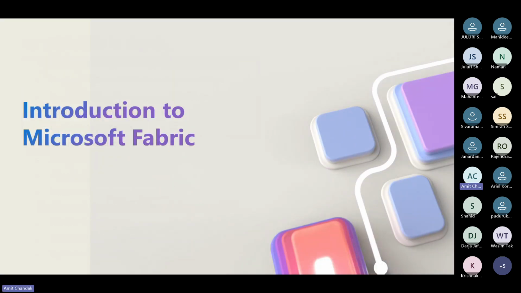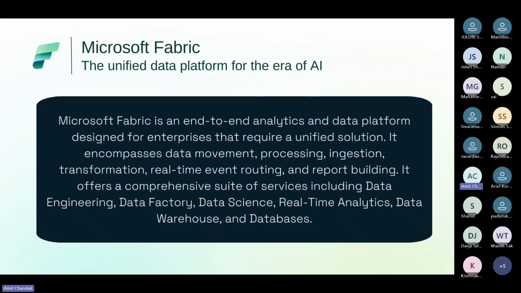So first we will do an introduction to Microsoft Fabric. I know some of you have attended quite a few sessions now, and you know about Microsoft Fabric. Just for a refresher, Microsoft Fabric is an end-to-end data analytics platform for enterprises that require unified solutions. And we will understand this term unified. It encompasses data movement, processing, ingestion, transformation, real-time event routing, and report building. Means everything which you require for data engineering, whether it's data movement, processing, transformation, reports, or real-time, big data, small data, all types of things are covered here.